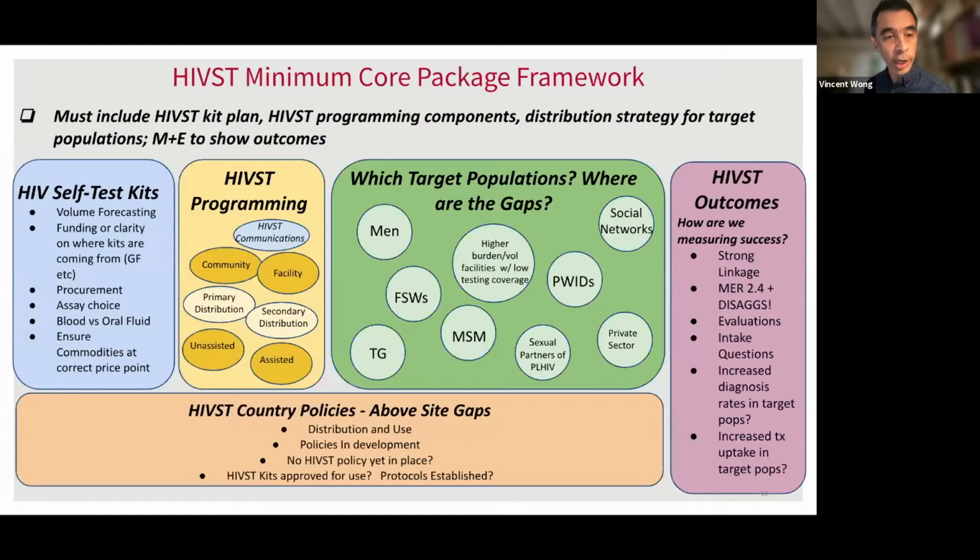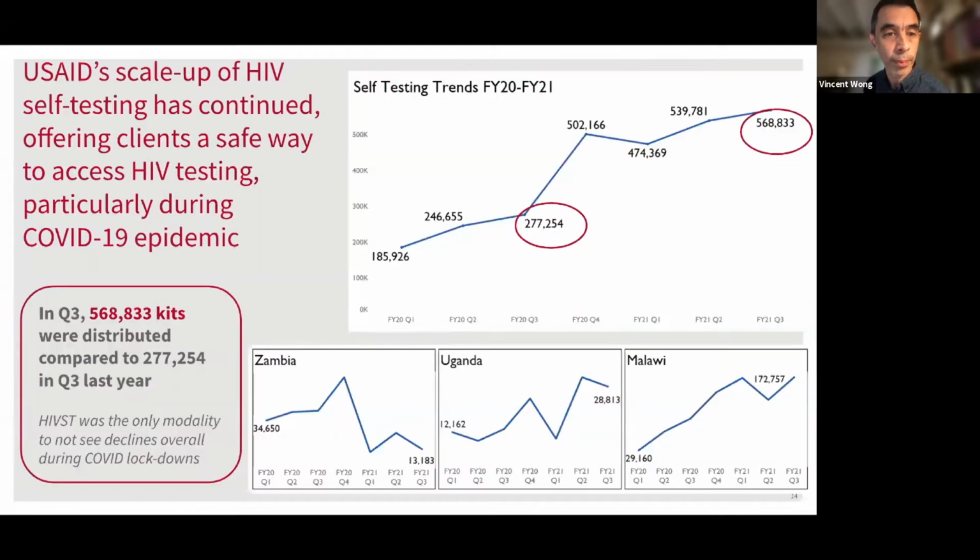Self-testing, here's our package framework. Again, focus here is scaling. The focus here is self-testing as an amplifier of our programming. And there's diversity of product choice. So self-testing is a tool, and we've got to think about how we're using that tool to achieve the programmatic goals that we're setting for ourselves, right? It's not an intervention per se. There's a lot of decision-making here. And so far, we're doing quite well. Next slide.